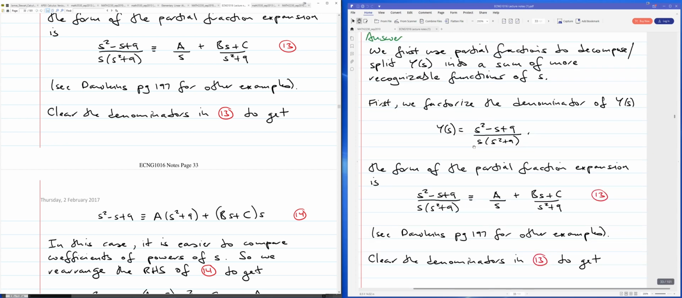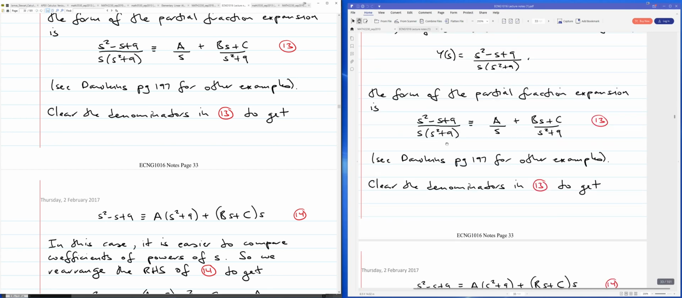The form of your partial fraction expansion depends on the factorization in the denominator. In this case, I have a linear factor and a quadratic factor. For the linear factor, you're going to have a constant on top here. For the quadratic factor, you have a constant times s plus another constant. Okay, so once you get this form of your partial fraction expansion, now what you do is you clear your denominators. So you're going to multiply both sides of this expression by s times (s squared plus 9).